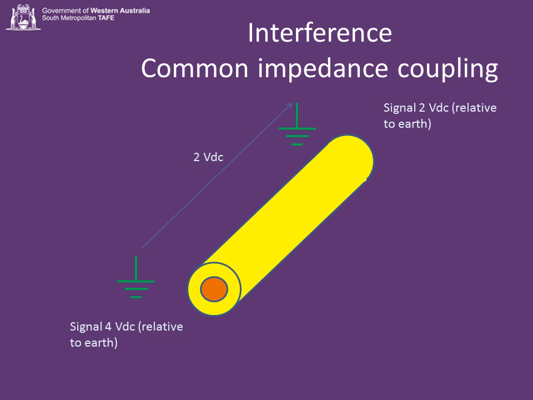If I'm sending 4 volts from the near end, and at the near end the earth is a proper earth and it's at 0 volts, and I send it to the far end, and at the far end the earth isn't at 0 volts, it's at say 2 volts, then the signal, which is a 4 volt signal, only looks like 2 volts because it's 2 volts from its local 0, and its local earth is actually at 2 volts. So a 4 volt signal looks like a 2 volt signal.